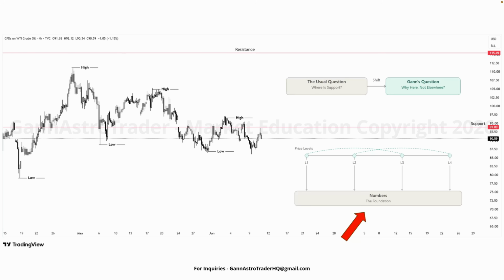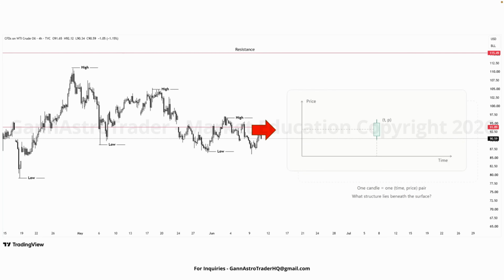Rather than starting with indicators or chart patterns, Gann went back to something much more fundamental, numbers themselves. If there was a hidden structure behind price, he believed it would first appear in mathematics. Think about it for a moment. At its core, every chart is nothing more than time and price. Every candle records where the market was and when it was there. If there is an underlying structure governing market behavior, it must be hidden within these two dimensions.